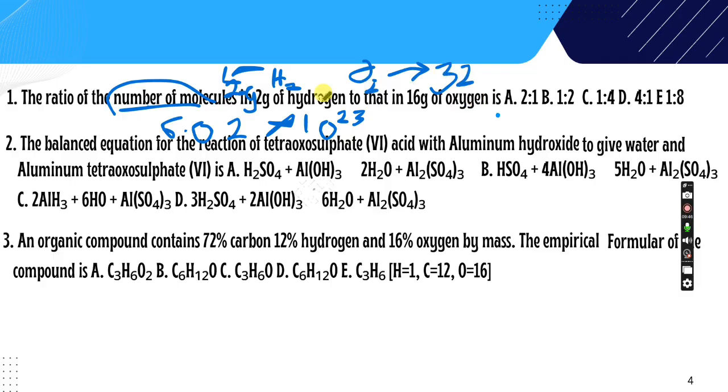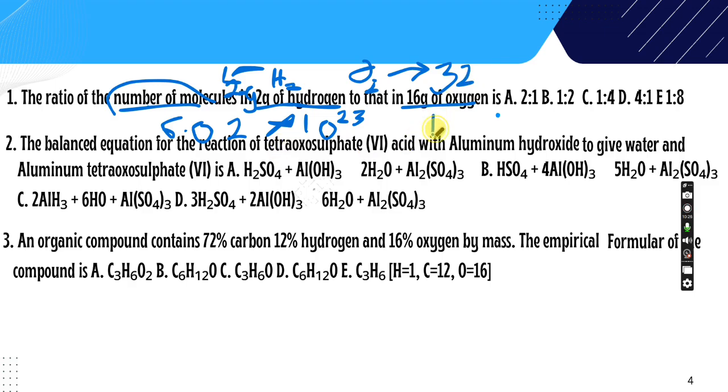That is 32. What they are telling us here is that we have a mole of hydrogen gas and half a mole of oxygen gas. So what will be the ratio of their number of molecules? Since we know that a mole is going to contain this particular number, definitely this 2 grams of hydrogen is going to contain 6.02 times 10 raised to power 23, while the 16 grams of oxygen, which is half of the mole, is going to contain half of this number.